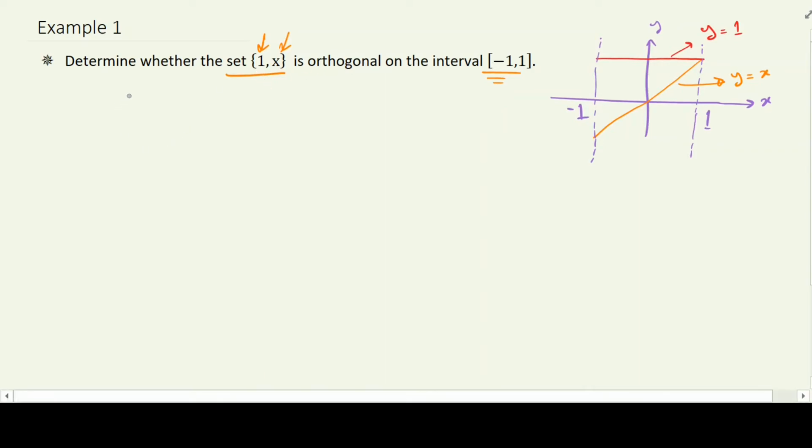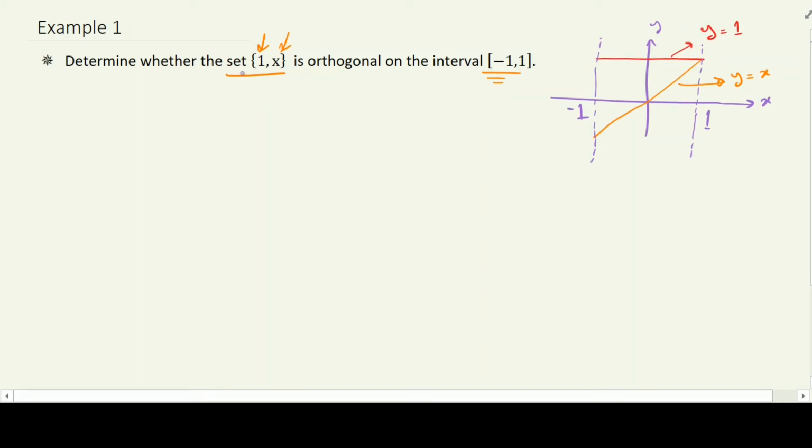So in order to figure out if this set is orthogonal or not, you wouldn't really need to draw these functions here. I just drew that here to give you some more insight into how these functions look. But at the end of the day, you just need to see if the inner product of each pair of functions that you have in that set is 0 or not.